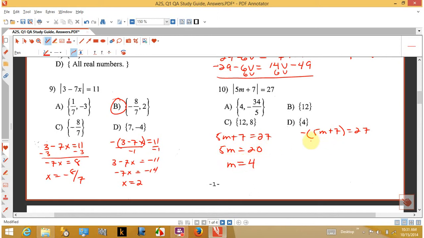Over here, let's distribute the negative in this time. Negative 5m minus 7 is equal to 27. Now I'm going to add 7 to both sides, so I've got negative 5m is equal to 34. And now if I divide by negative 5, I get m is equal to negative 34 over 5. So let's see which one matches. 4, A.